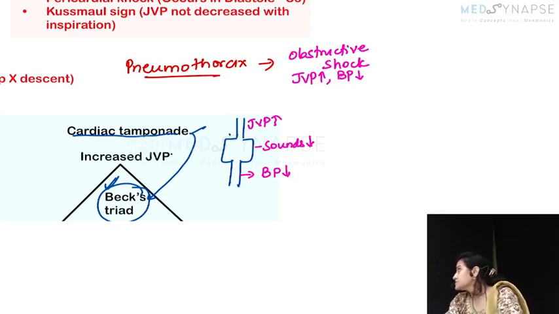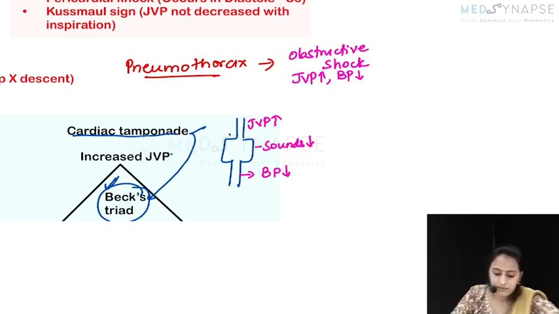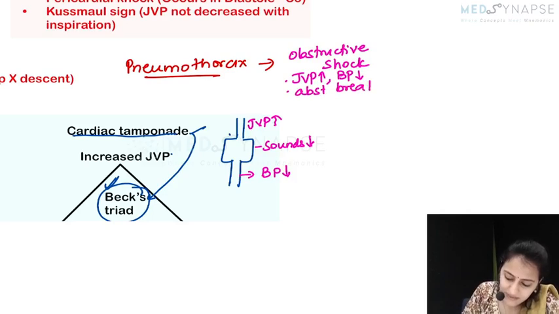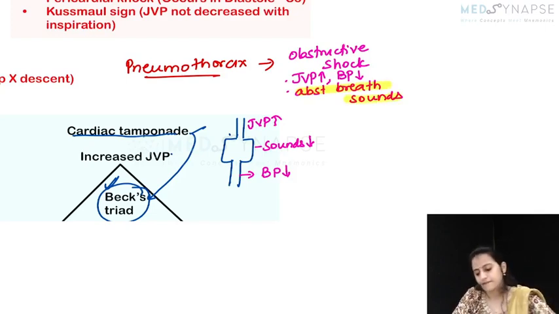So how do I differentiate pneumothorax from cardiac tamponade? Pneumothorax is related to the lungs, so there will be absent breath sounds. Right? So it's the breath sounds that you have to look for. In tamponade, nothing is happening to the lung, so the breath sounds will be normal, whereas here in pneumothorax the breath sounds will be absent.